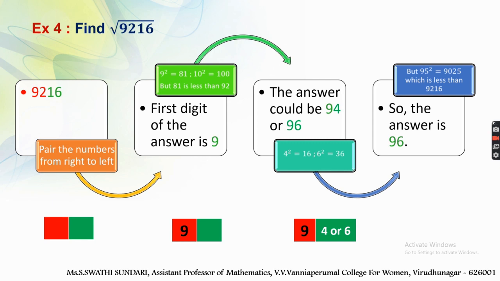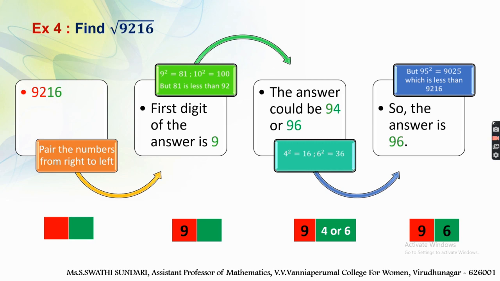But we know that 95 squared is 9025. Also 9025 is less than 9216. So clearly the answer should be greater than 95. So the answer is 96.